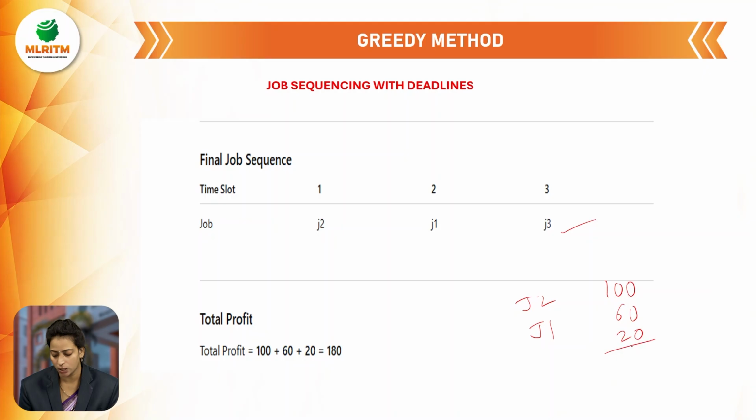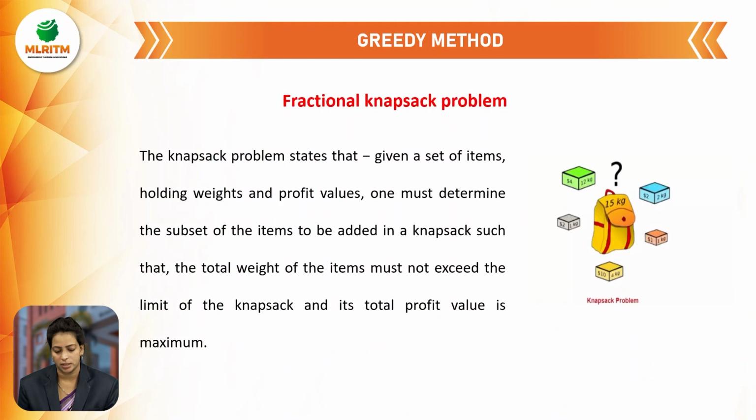20. Total is 180. So the total maximum profit is 180 for this example. So next, the second application is the fractional knapsack problem.